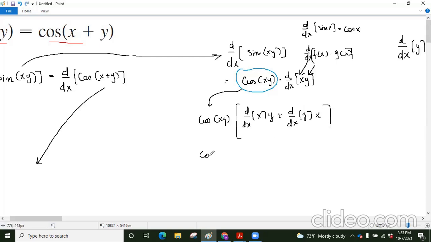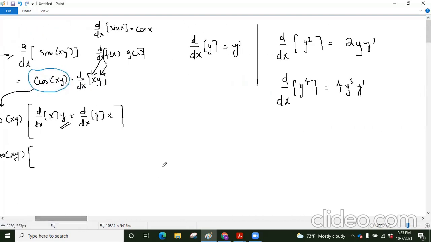So what would this come out to be? Well, we're going to keep that guy that we had. We're just multiplying this by the derivative of this guy. So the derivative of x is 1. So we're going to say this comes out to being 1. But what's the derivative of y?